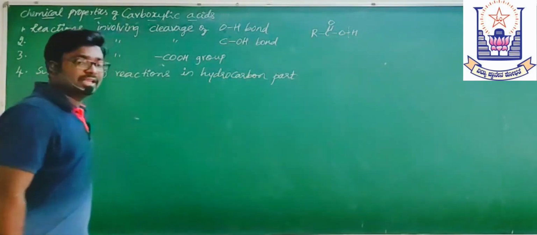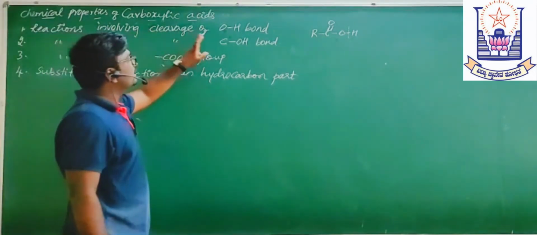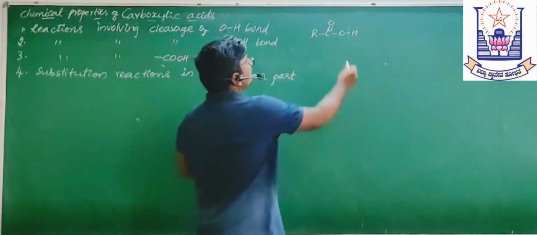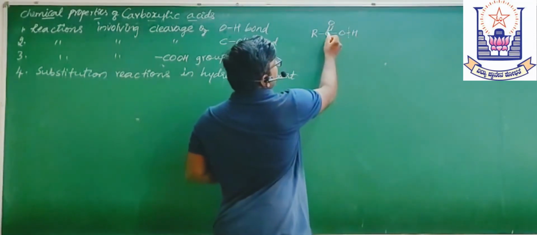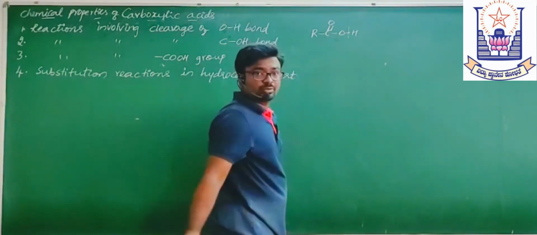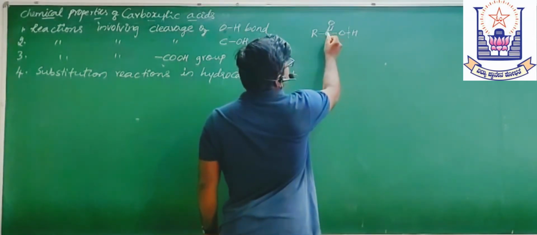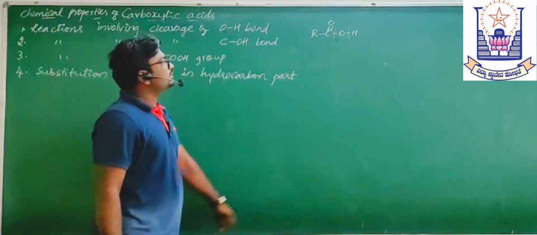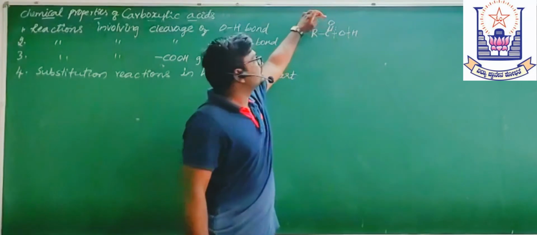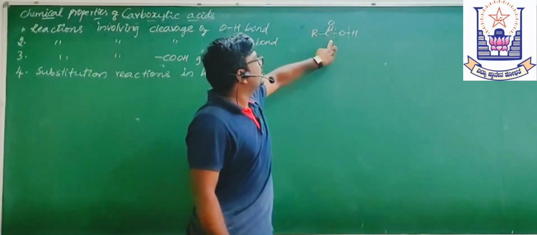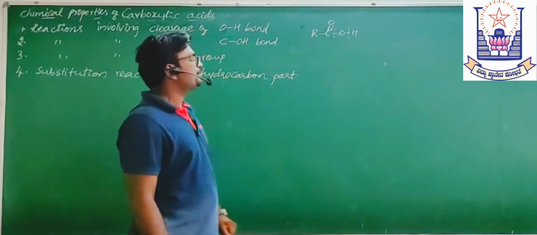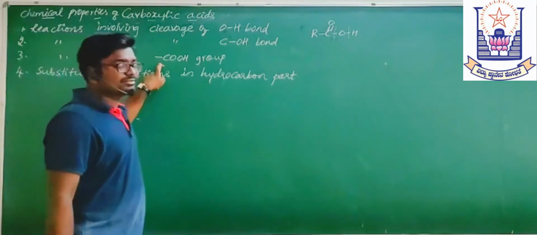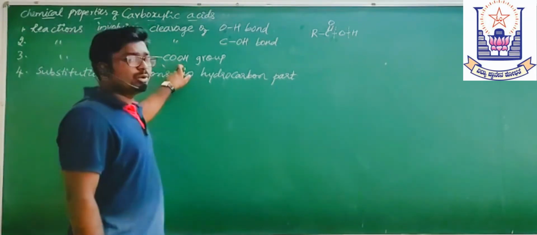Then the second type of reaction is reactions involving cleavage of the CO bond. Where? This CO bond. Here we need to discuss the chemical reactions involving cleavage of this C and this O bond. The breakage of this bond is a little bit difficult because a double bond is stronger when compared to a single bond. Then the third type of reaction is reactions involving the COOH group.